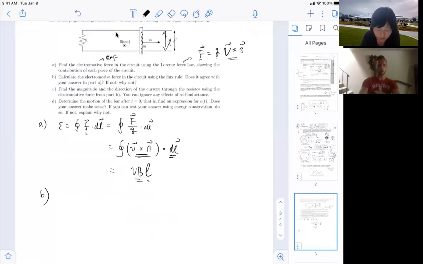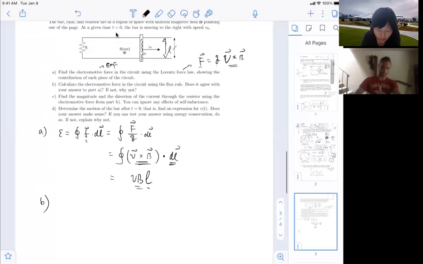Second question. Now we can calculate EMF using the flux rule and not another rule. Does it agree with your answer? Well, it should agree. So let's do it this way. EMF is negative d flux dt, which is d dt of the flux, and flux is B dot dA.